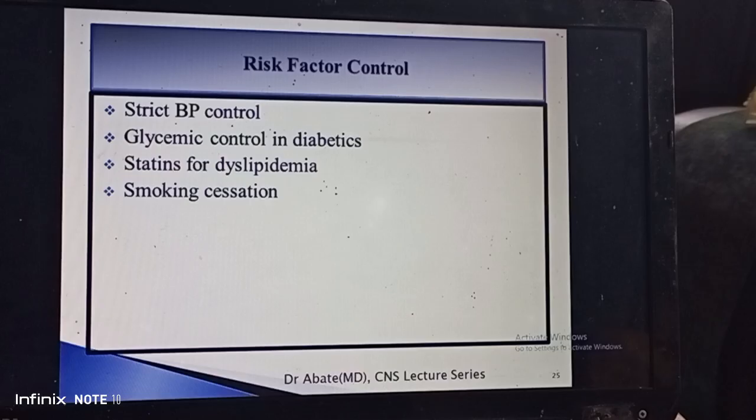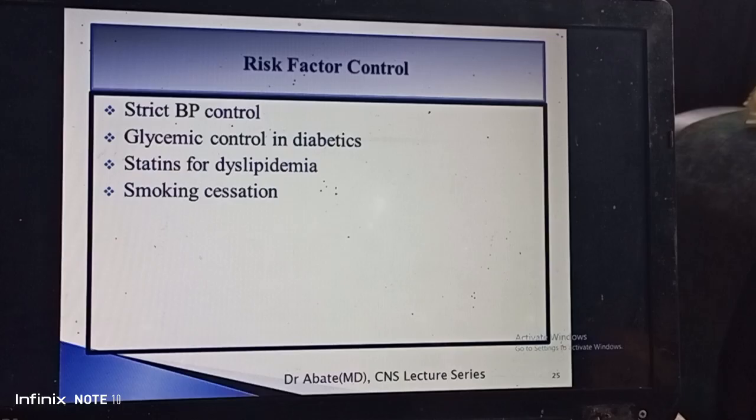The other very important thing we have to discuss is blood pressure control. Blood pressure control for hemorrhagic stroke patients, as we said, should be strict, and it is the mainstay of management. The goal of blood pressure for patients with hemorrhagic stroke is making the blood pressure less than 140 by 90.